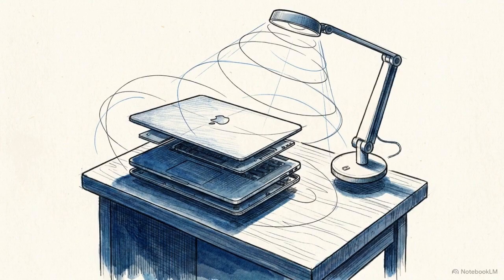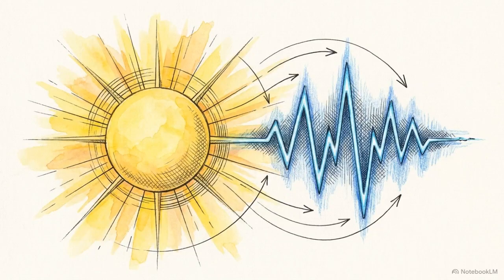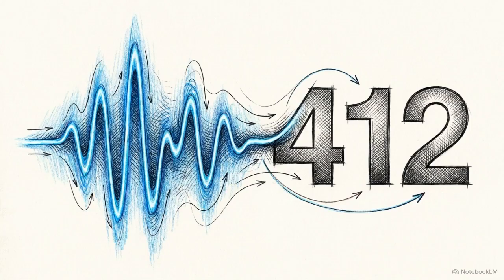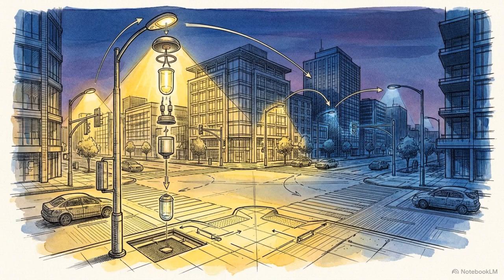From there, we set a simple rule. We can write code that says, if that number drops below 300, it's dark enough that we should turn on a lamp. Physical light becomes shifting voltage. That voltage becomes a number, and that number triggers an action. This sequence drives the automated decision-making we see in technology every day.